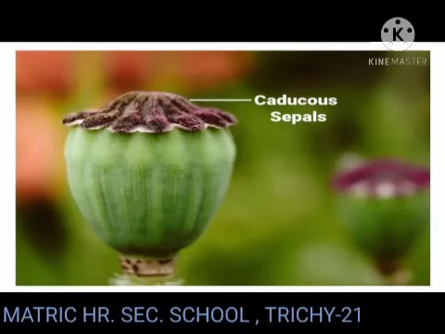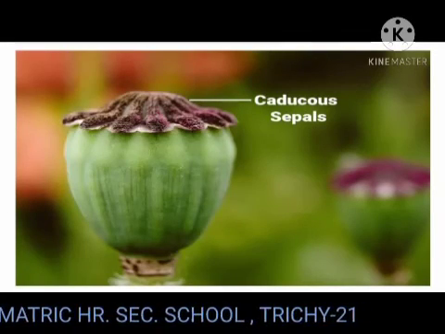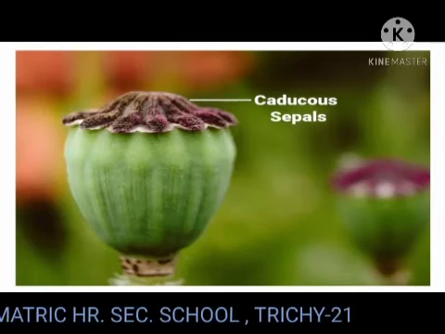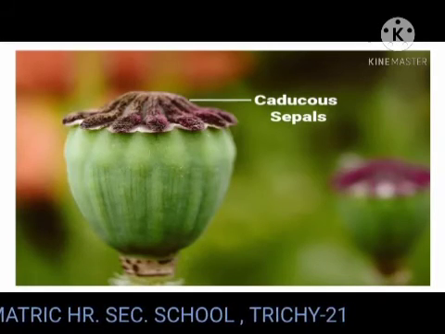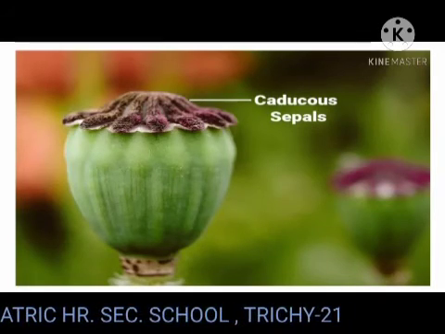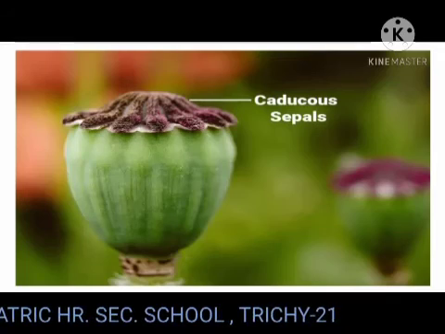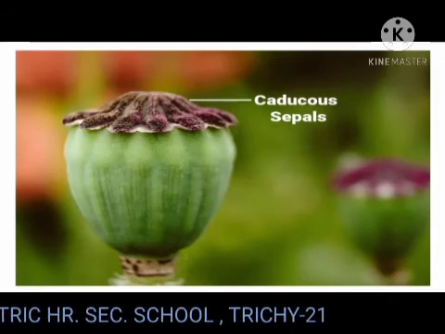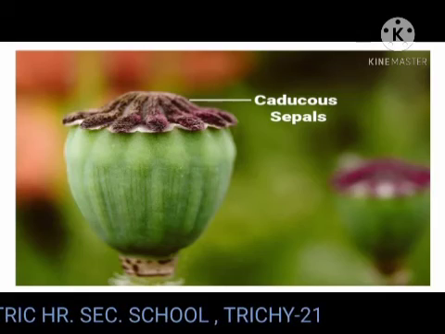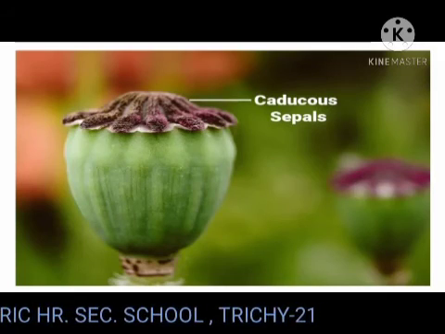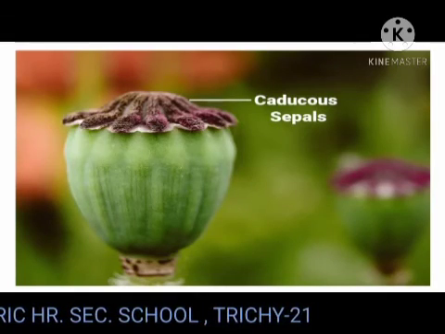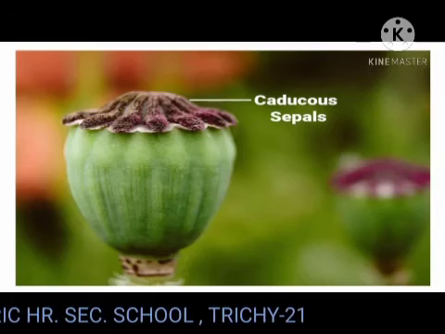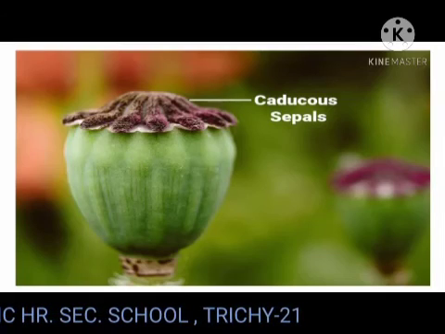Leaf duration. Leaves may stay and function for a few days to many years, largely determined by the adaptation to climatic condition. Caducous. Falling off soon after formation. Example, Opuntia.